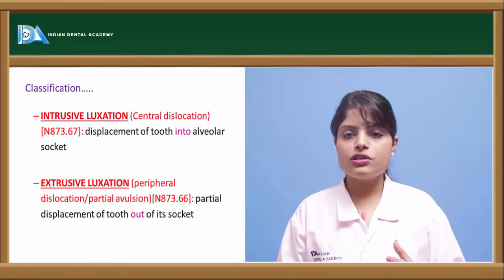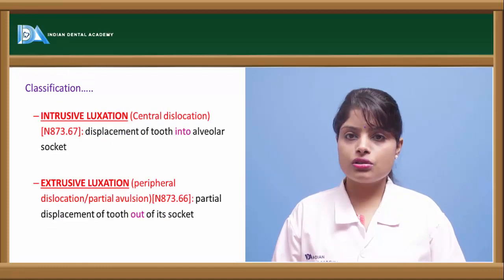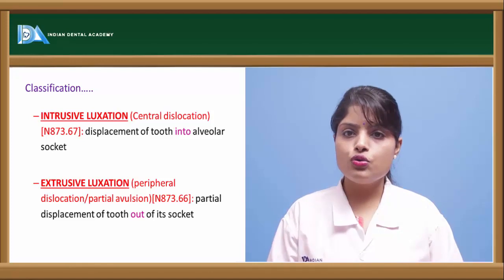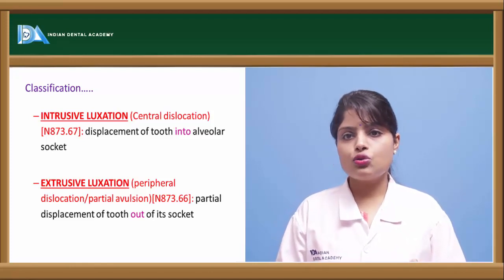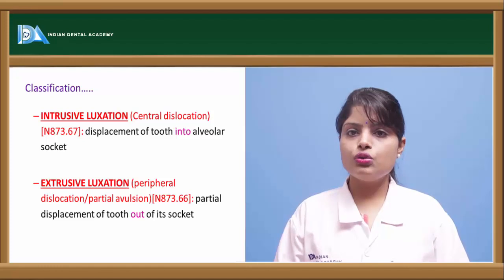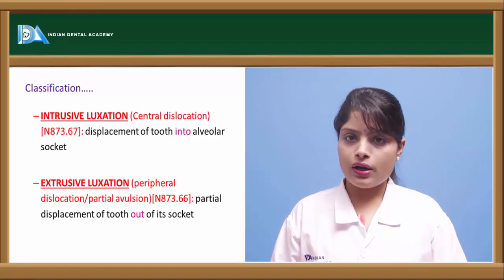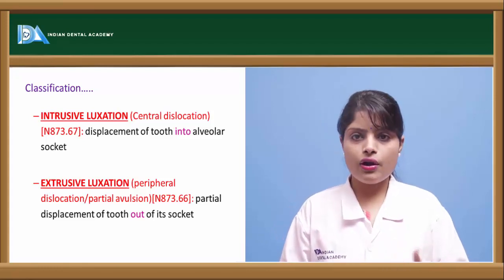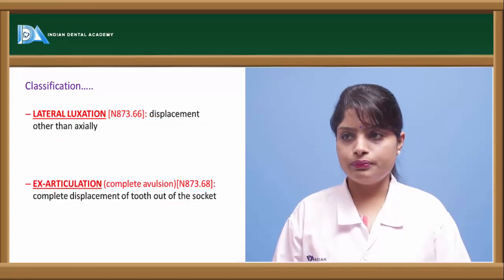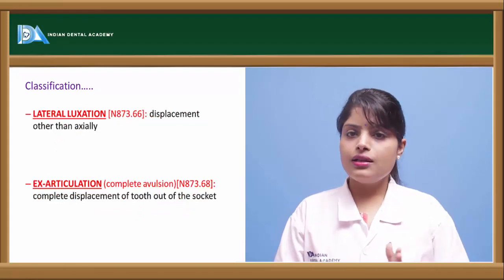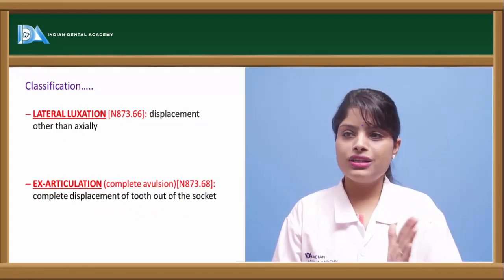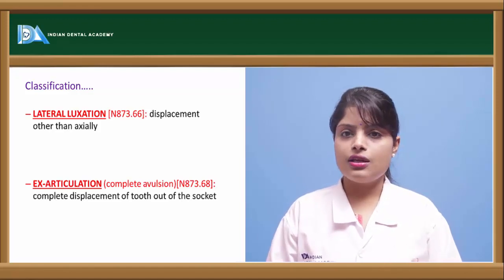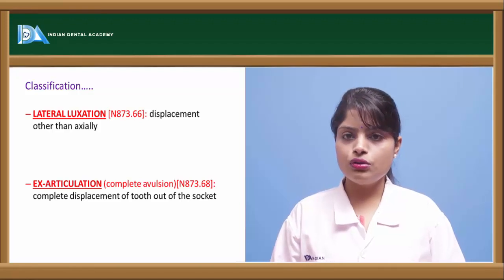Then comes intrusive luxation, that is intrusion. It is the pushing of the tooth inside the alveolar socket due to loosening and displacement. Then extrusive luxation is the pushing of the tooth slightly out of the socket. That means loosening and the displacement of the tooth out of the socket along its axial direction. Then is the lateral luxation, that is the loosening or the displacement of the tooth laterally. And finally exarticulation or avulsion, that is a complete loss of the tooth from the socket.